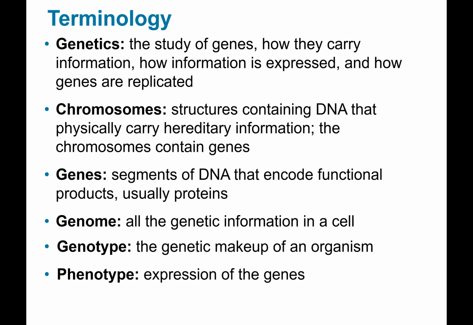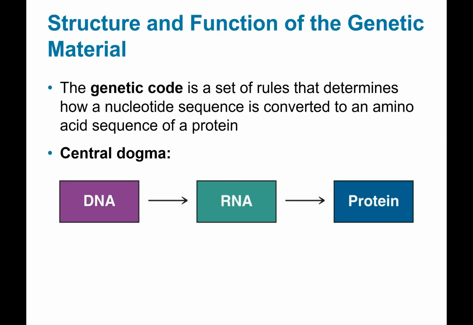Genome is all the genetic information in a cell. Genotype is just referring to the whole genetic makeup of an organism, what genes do they possess, and phenotype is the expression of those genes. So again, central dogma, don't forget this. It's very important. This is what a big part of this chapter will be going over. We'll go in detail through the processes that these arrows represent. Transcription and translation, right? We'll be going over that quite a bit.